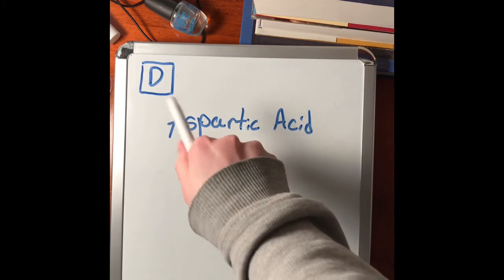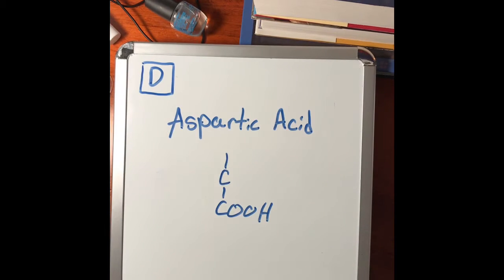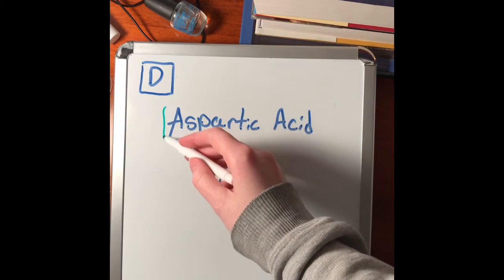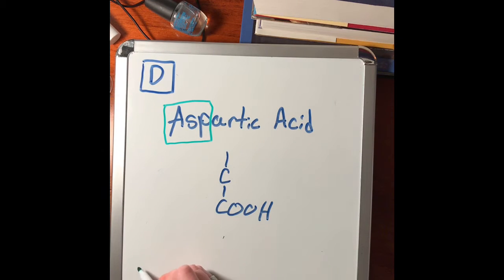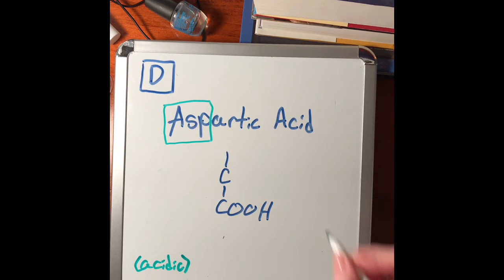This is aspartic acid. It corresponds to the letter D, and its 3-letter abbreviation is ASP. One other important thing to know about this amino acid, if it ever comes up on a test, is this is one of the 2 acidic amino acids.